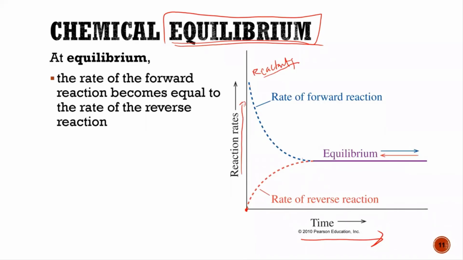What I don't want you to get confused about is that it doesn't mean that you have the same amount of products and reactants. That's not equilibrium. Equilibrium is not looking at concentration. Well, it is looking at concentration, but it's not saying an equal concentration. It's saying an equal rate of the forward and reverse reaction.